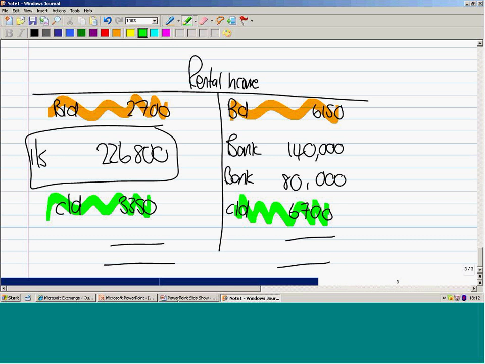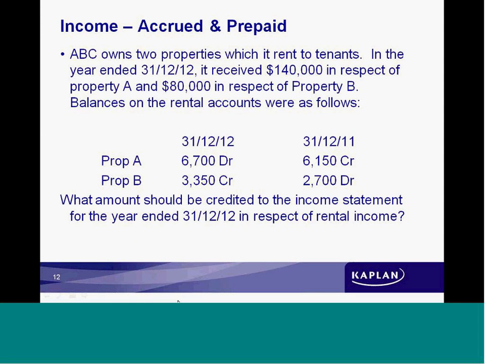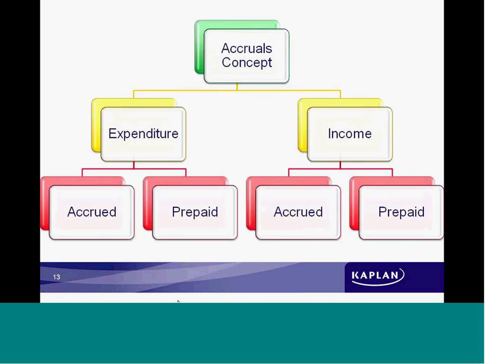What I just want to do is quickly go back to my PowerPoint slide. This is what we've covered. We've covered the accruals concept, matching income and expenditure in the period it happens and not when cash exchanges hands. We've looked at accrued and prepaid expenditure, and also accrued and prepaid income. The most important thing is remembering the brought downs and the carry downs in terms of those accruals and prepayments.